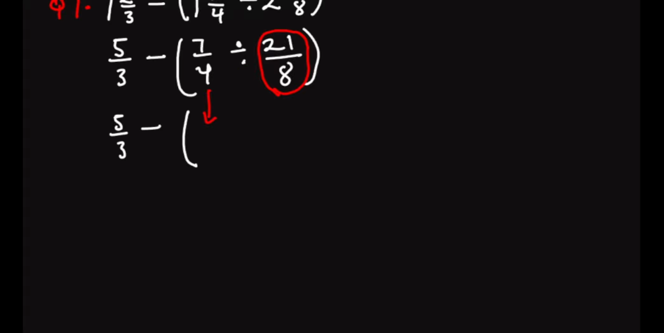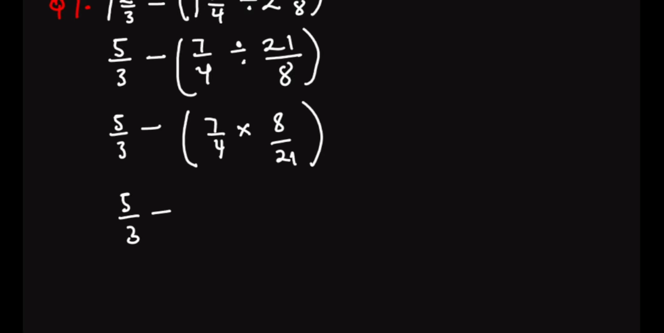Okay, so that's what we're going to do. So first we maintain this fraction as 7/4, then we change the division sign to multiplication, then we reciprocate the 21/8, giving us 8/21. This is how to divide fractions. When we are done, we simplify whatever is in the bracket first. So 5/3 minus. We can see that the fractions we have here have some common factors. So you can see this 4 and this 8. We can cross cancel, okay?